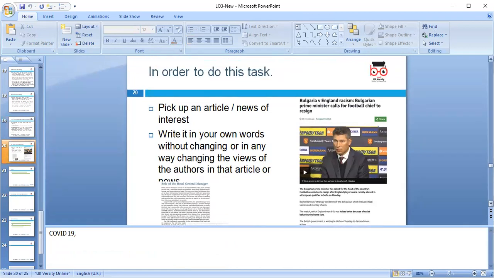So in order to do this task, pick up an article of interest and write it in your own words without changing the meaning of the authors in the article. You can pick the words, or listen to or watch a video, and then write your own. It's quite good practice. Please do so, just spend a few minutes.